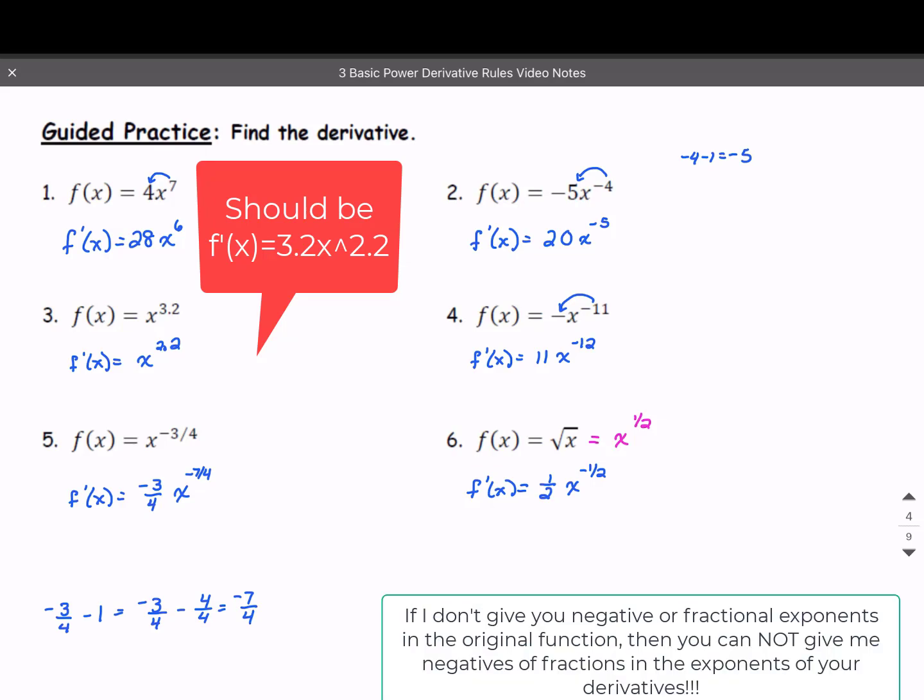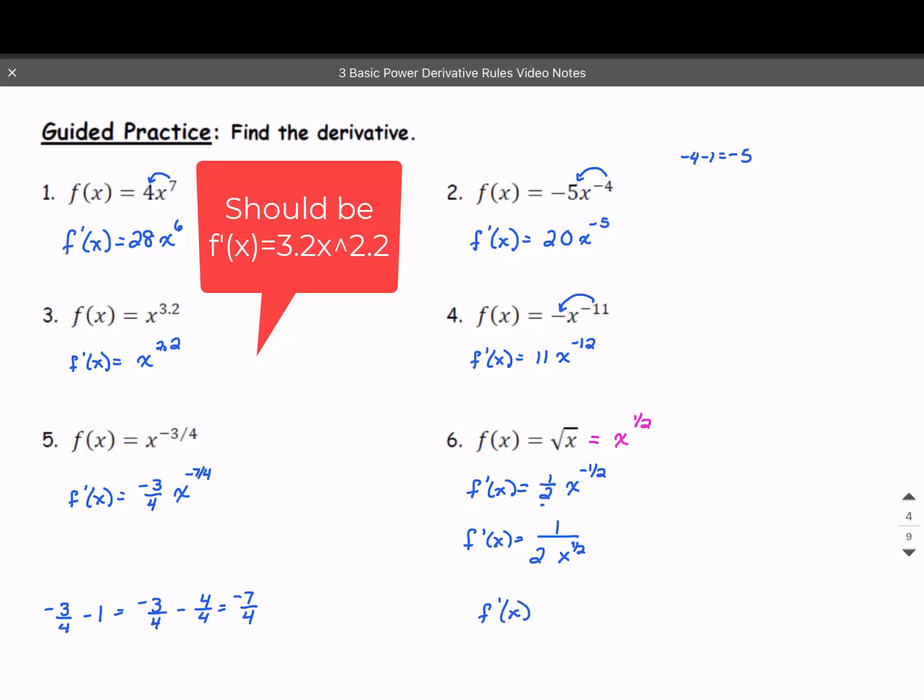So that means we're not done. We need to rewrite this. A negative in the exponent tells me it's going to go in the denominator with the 2 from the 1/2, and a 1/2 in the exponent. What does a 1/2 in the exponent mean? That means, right back here, that it's the square root of x. So f prime of x is 1 over 2 radical x.